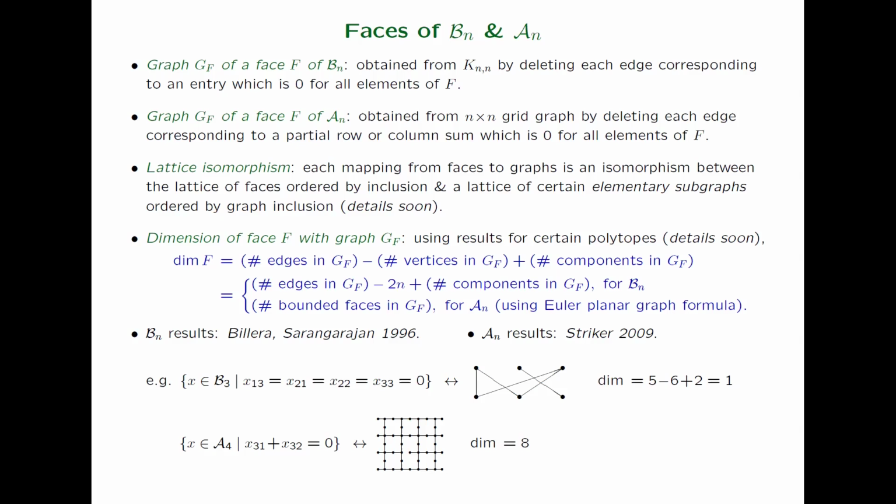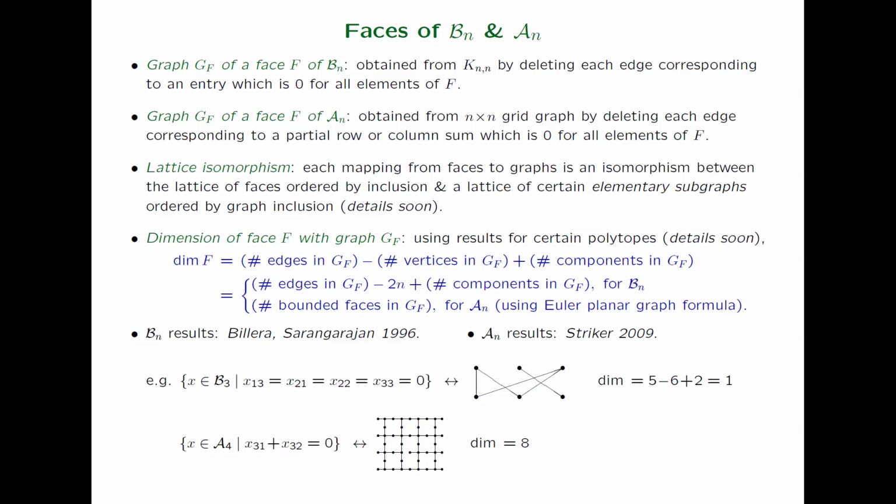And we saw right at the beginning when we looked at the unit cube, for example, that it's interesting to count the faces and look at the dimensions of and numbers of faces with particular dimensions. So how would we work out the dimensions of these faces? Well, the main result here is that if I'm looking at a face F with graph G_F, then its dimension is the number of edges in the graph minus the number of vertices in the graph plus the number of components. So that will be a very important point. Number of edges minus number of vertices plus number of components.